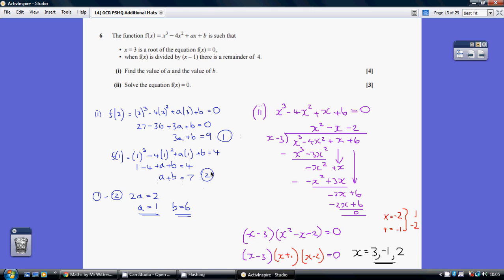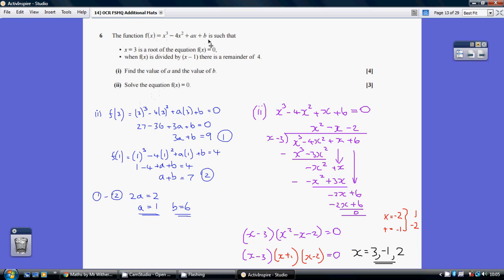I've just done 1 take away 2, which gives me 2a equaling 2. In other words, a is 1. Substituting into either, that gives us b equaling 6. Now for part 2 we've got to solve the equation.